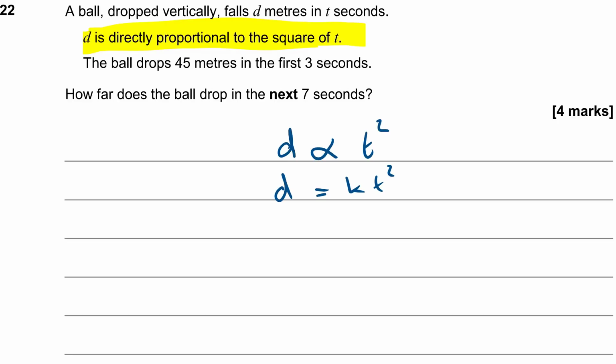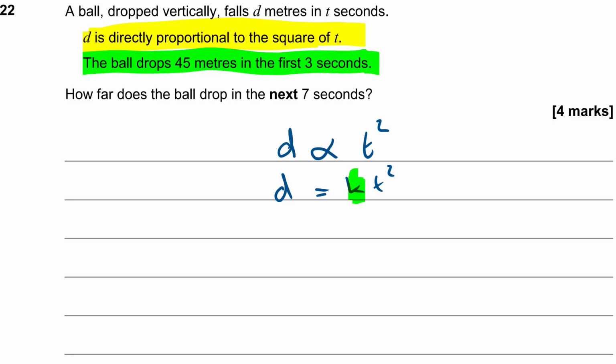Now, with these proportionality questions, you're always given a pair of values that go together, and the reason is that you can use it to evaluate your constant. So you sub those two values in and use it to find k, to complete the equation that links d and t together. When d equals 45, t is equal to 3. So 45 equals k times 3 squared.